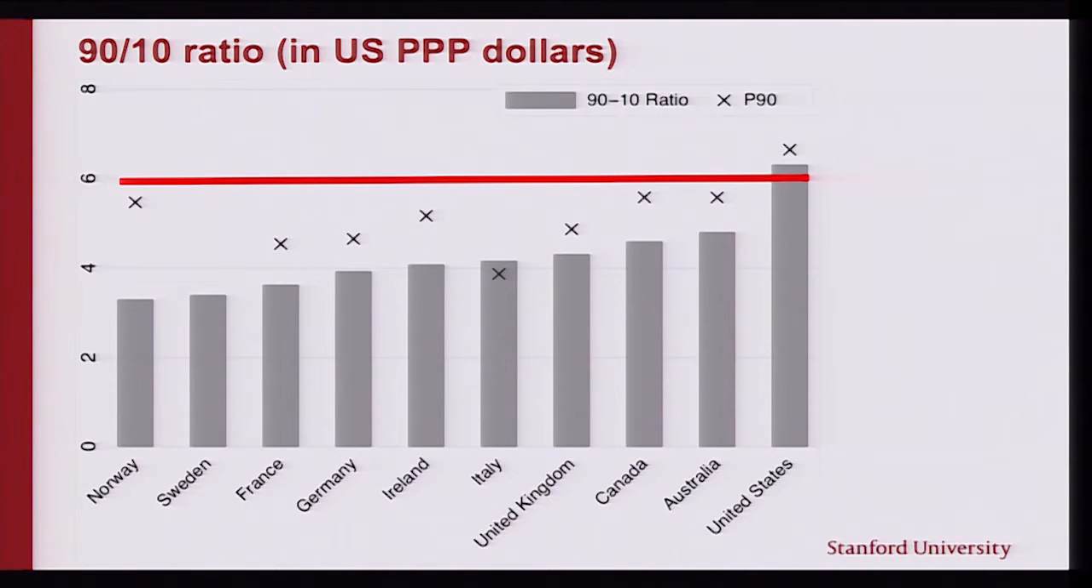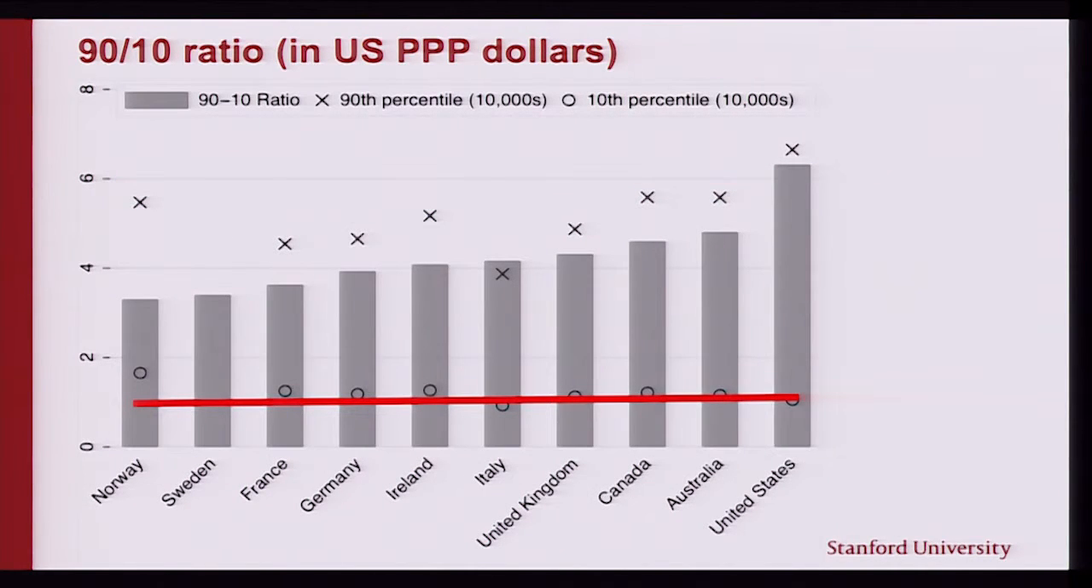Now we want to look at the other end. Are our poor actually better off, or are they about the same? So then we add these circles at the bottom. This is the level of income at the 10th percentile. Again, the red bar is the US level. There's only one country among these 10 countries that has poor who are worse off than in the US, and that's Italy. The rest are right around the same, around $10,000, again equivalized, taking into account family size. And in Norway, it's actually significantly higher.